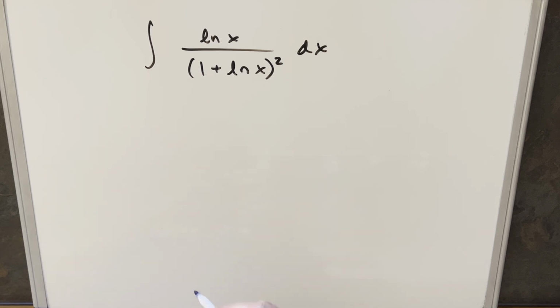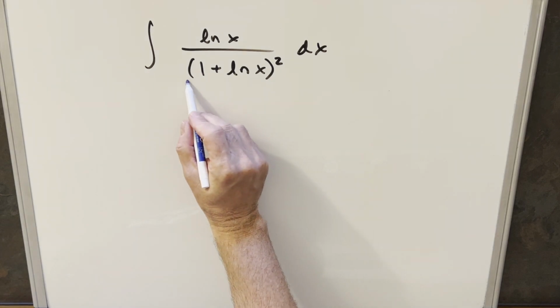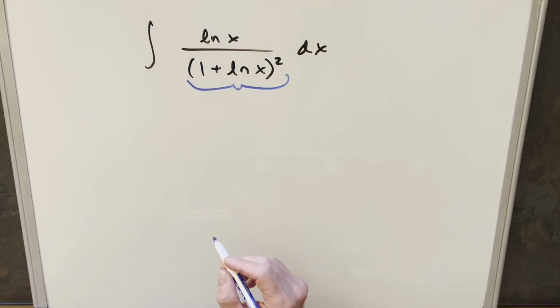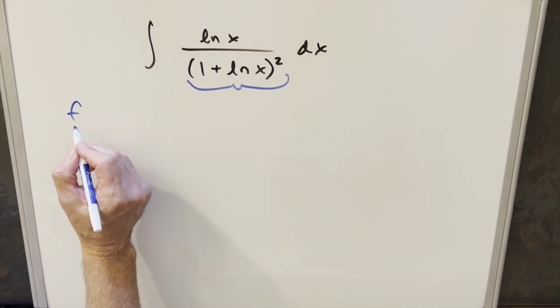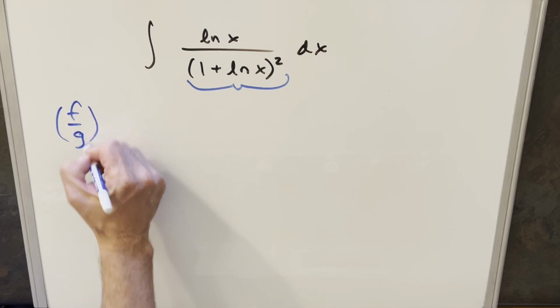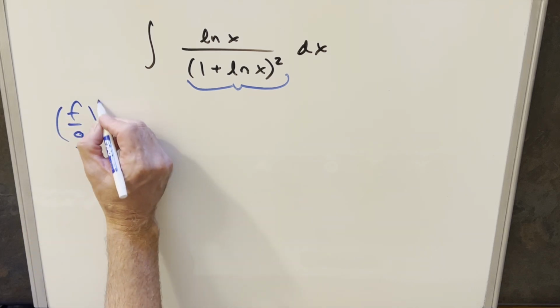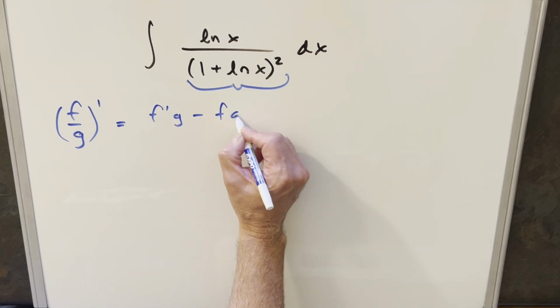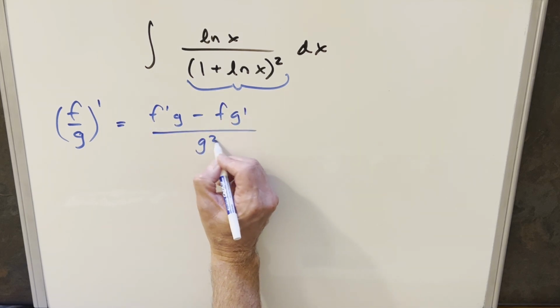Now, what I want to do instead, though, I was interested in the fact that when you have something squared in the denominator, it makes me think about using the reverse quotient rule on it. If we look at our quotient rule for the derivative of something like f over g, our formula for this is just going to be f prime g minus f g prime over g squared.